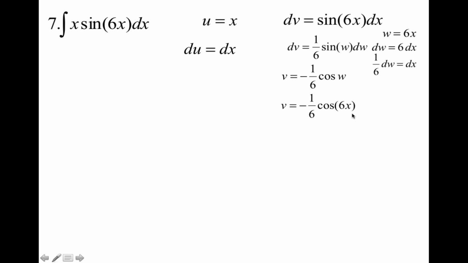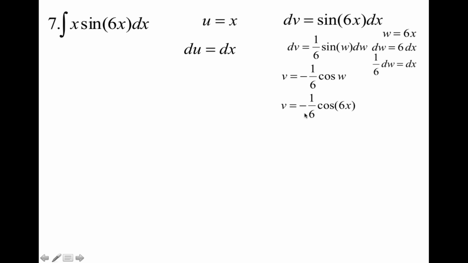So my w is 6x. dw is 6 dx. I don't have a 6 here, so I'm going to have to multiply both sides by 1/6. So what I'm really integrating is 1/6 sine w dw. And the antiderivative of sine is negative cosine. Of course, the 1/6 comes along. Replace w with the 6x. So here's the v that I'm going to use.